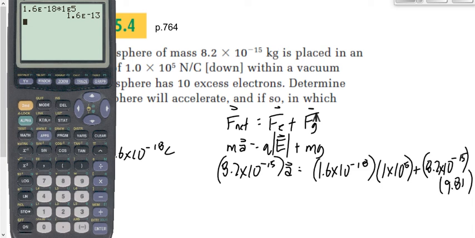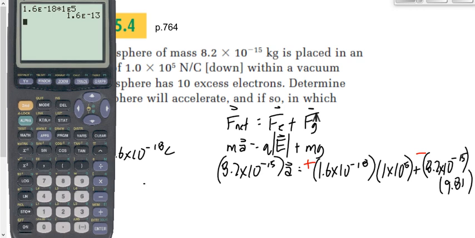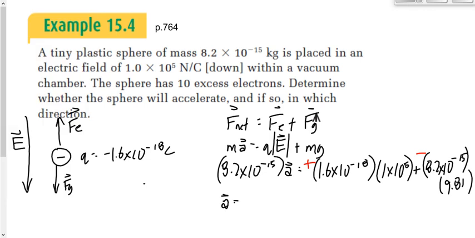Oh, wait. What did we almost forget to do? Signs. Yeah, signs. The electric force is positive, so we're okay there. The gravitational force is negative. That was close. So this is what I get for electric force. Let's subtract the gravitational force. 8.2 times 10 to the negative 15 times 9.81 gives me this value. And then let's divide that by the mass, 8.2 times 10 to the negative 15. 9.7. And it is positive.